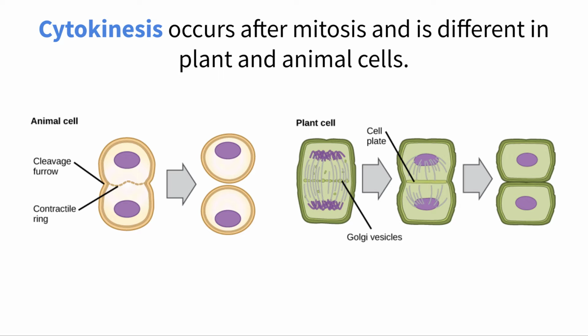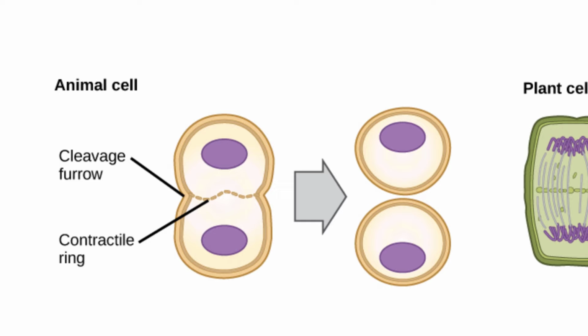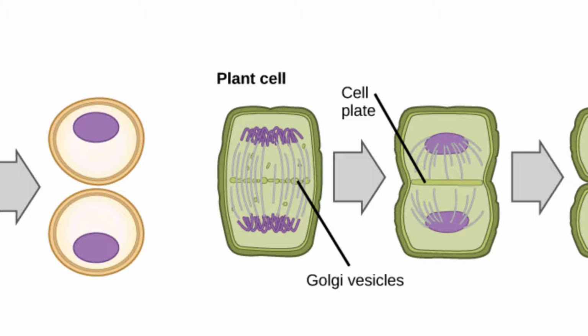In animal cells, the microtubules that are used to separate the chromosomes form a contractile ring in the center of the cell. This ring of filaments then constricts to create a furrow or indentation. This structure continues to constrict, getting smaller and smaller until the membrane is cleaved or separated, ending with two completely separate cells.